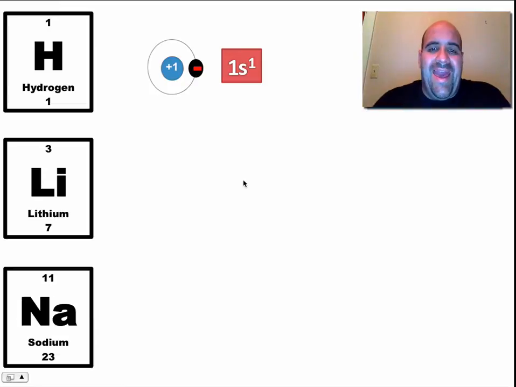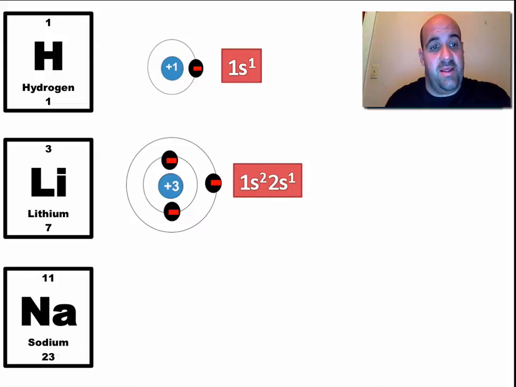Now let's look at what happens as we go down the periodic table. We're going to draw Bohr diagrams with electrons. We see that for hydrogen, there's 1 electron. It's a 1s1, 1 energy level. As we go down to lithium, now there are 2 energy levels. The 1s2 has 2 electrons in there, right here. Then there's 1 electron in the 2nd energy level, right here.